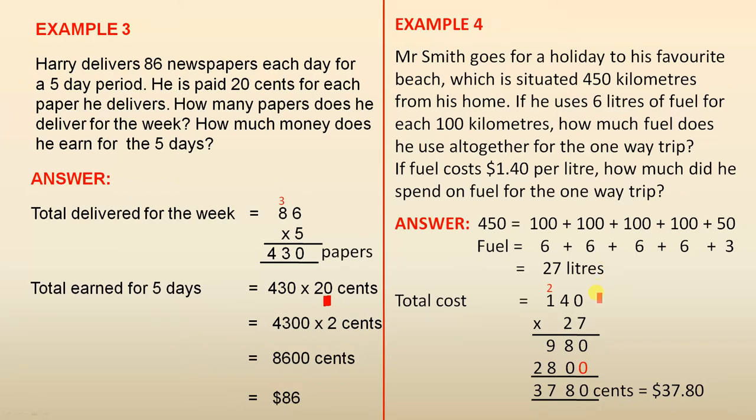Now, for the total cost of the fuel for the one-way trip, let's change $1.40 to 140 cents and 27 litres, so it's 140 cents for each litre. So for 27 litres we do that multiplication. Now we did long multiplication in an earlier video, and if you follow this very carefully you'll remind yourself of the steps. We get 3,780 cents, and if we divide that by 100, it's $37.80. So that's how much he spent on fuel.